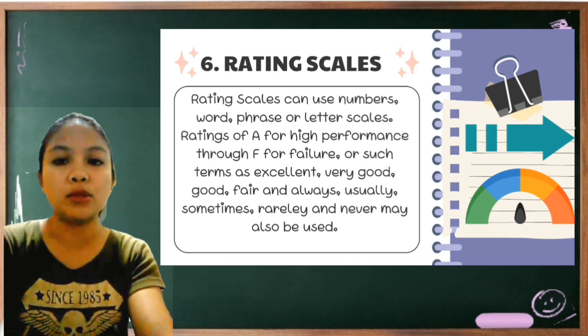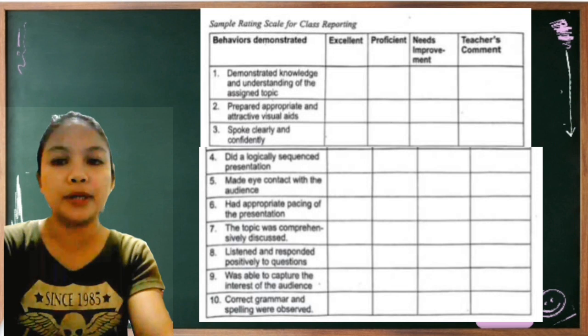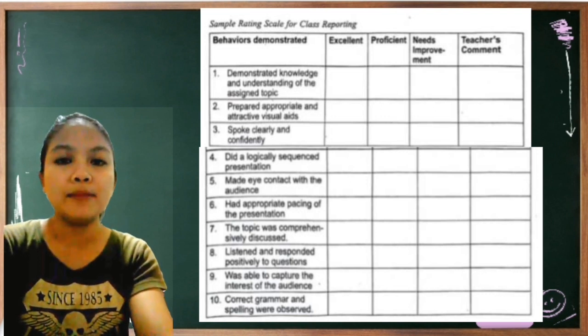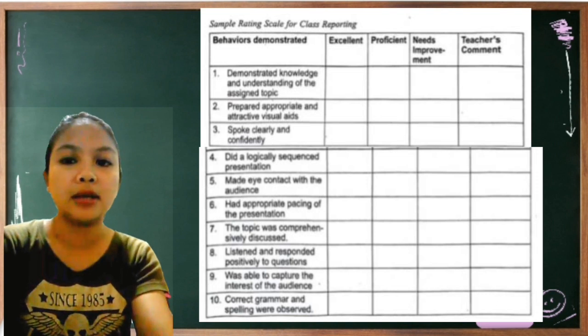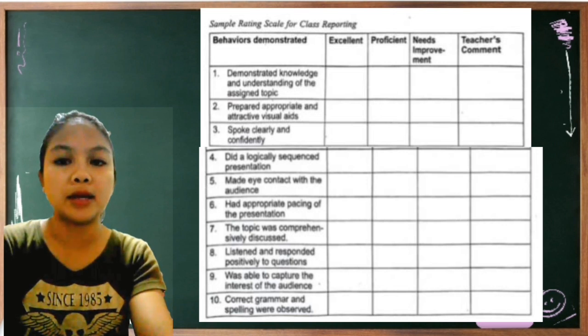A rating scale is a tool used for assessing the performance of task skills, levels, procedures, qualities, quantities, or end products such as reports, drawings, and computer programs. Here are examples of rating scales for class reporting. Under behavior demonstrated, we have here number 1, demonstrated knowledge and understanding of the assigned topic. Number 2, prepared the appropriate and attractive visual aids. Number 3, spoke clearly and confidently.